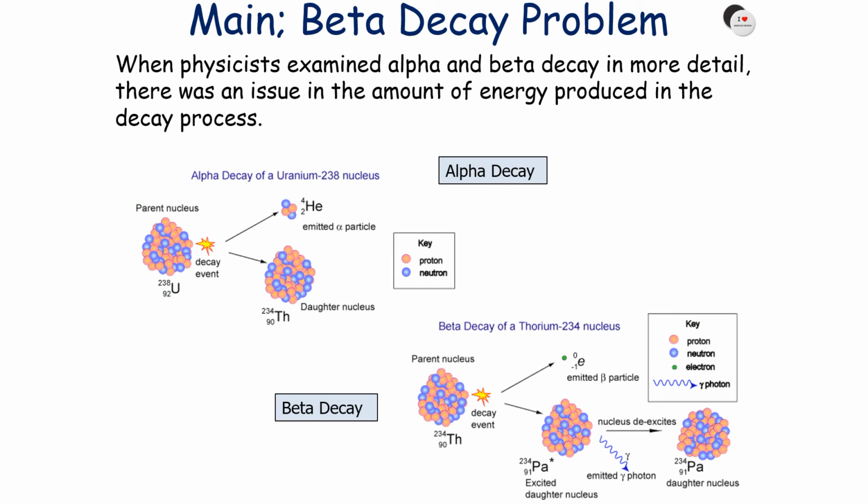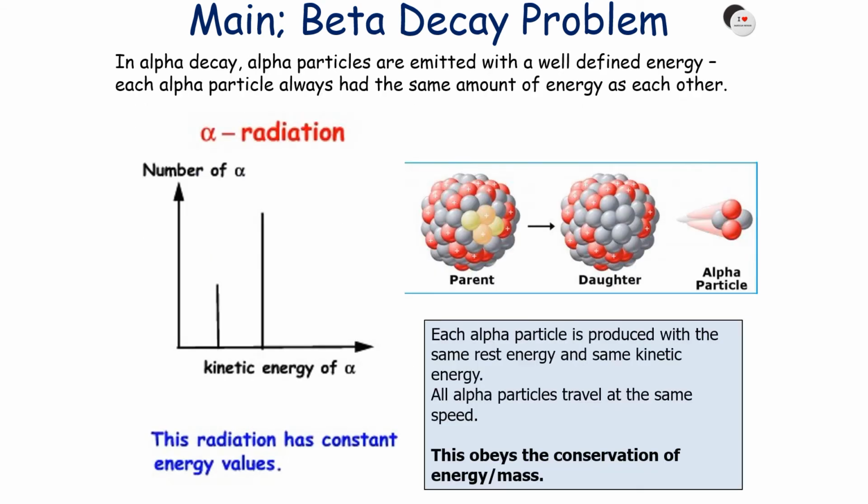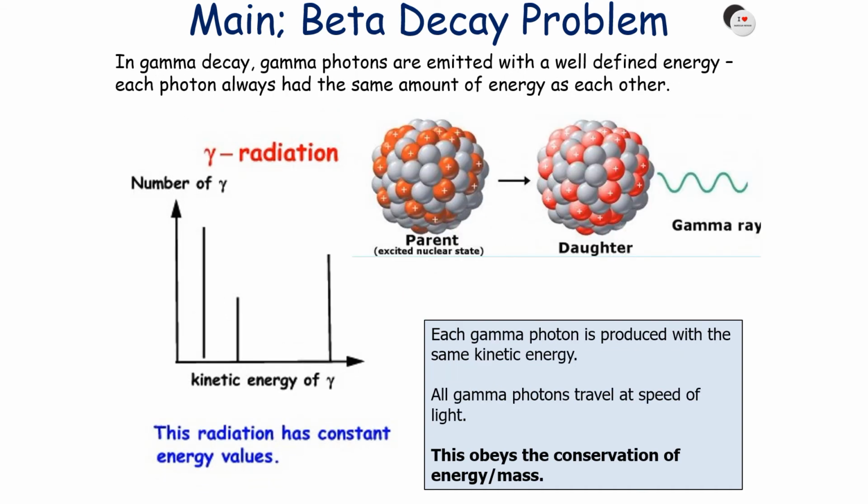So when physicists examined alpha and beta decay in more detail, there was an issue in the amount of energy produced in the decay processes of each one, because in alpha decay, alpha particles are emitted with a well-defined energy. Each alpha particle always has the same amount of energy as each other. So each alpha particle is produced with the same rest energy and the same kinetic energy. So all alpha particles travel at the same speed. So this obeys the conservation of energy and mass in the decay process, which is important.